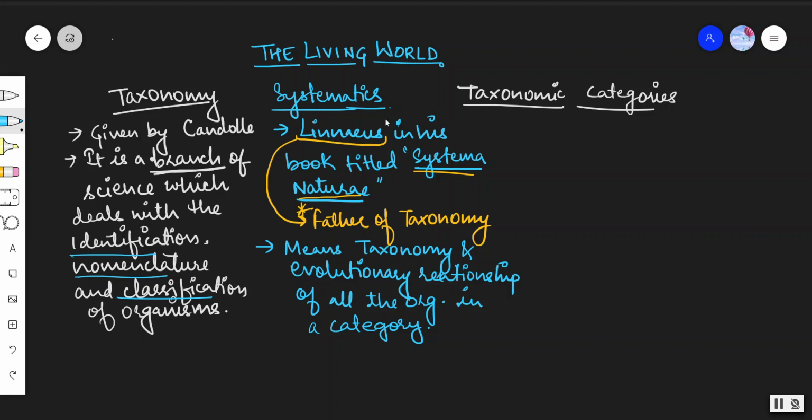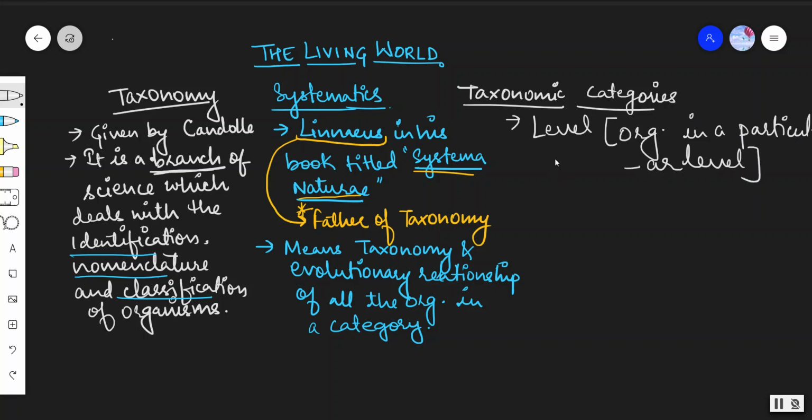Fine. So the next point is taxonomic category. Taxonomic category basically means the level. In general terms, it is a level of the organism in a particular level.